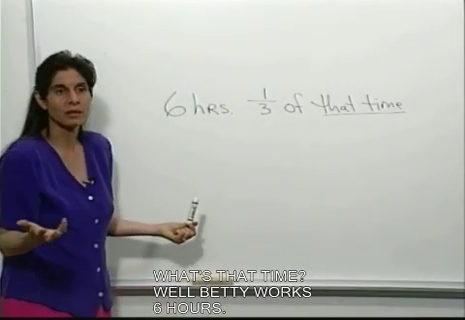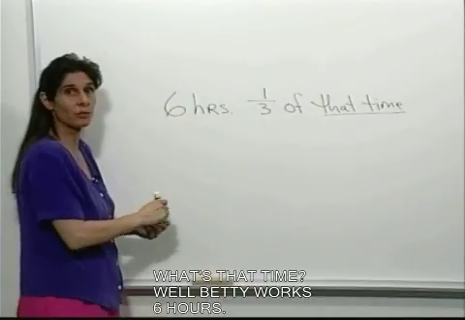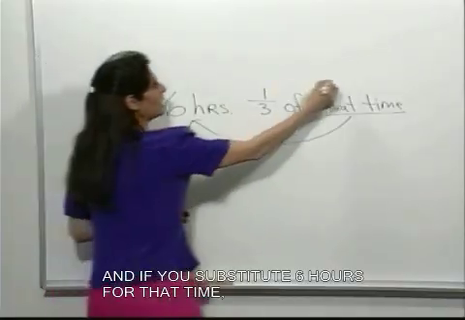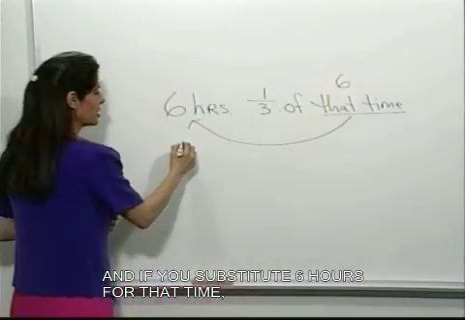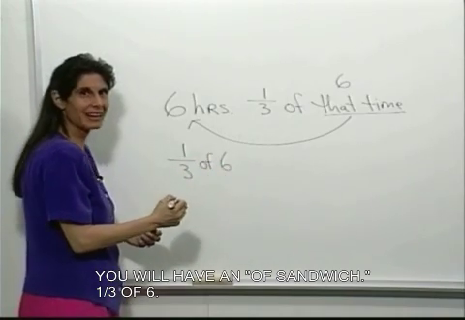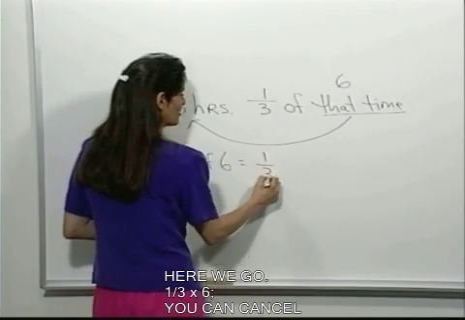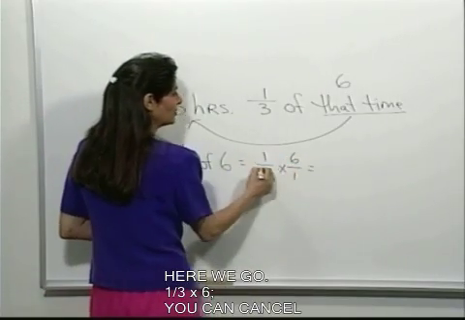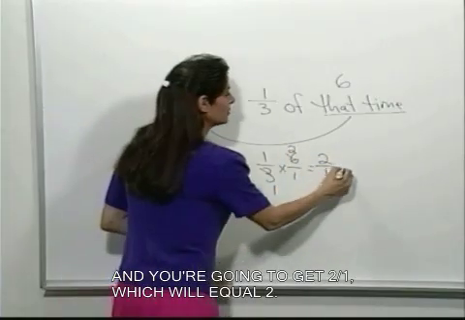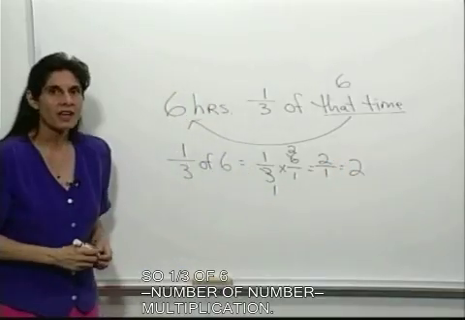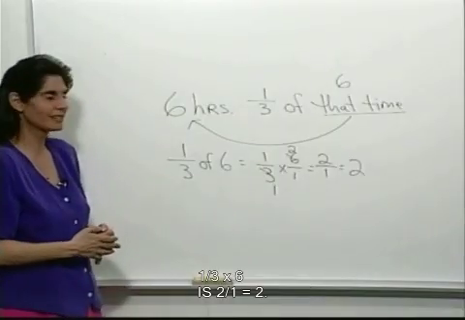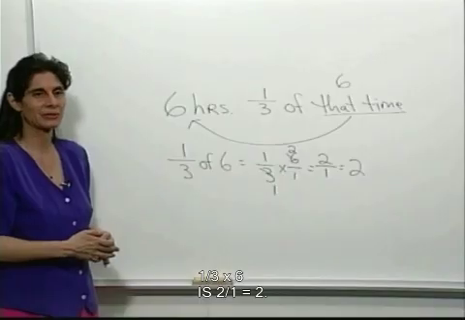What's that time? Well, Betty works 6 hours. It's 6 hours. And if you substitute 6 hours for that time, you will have an "of" sandwich. 1/3 of 6. Here we go. 1/3 times 6. You can cancel, and you're going to get 2 over 1, which will equal 2. So 1/3 of 6, number of number, multiplication, 1/3 times 6 is 2 over 1 equals 2.